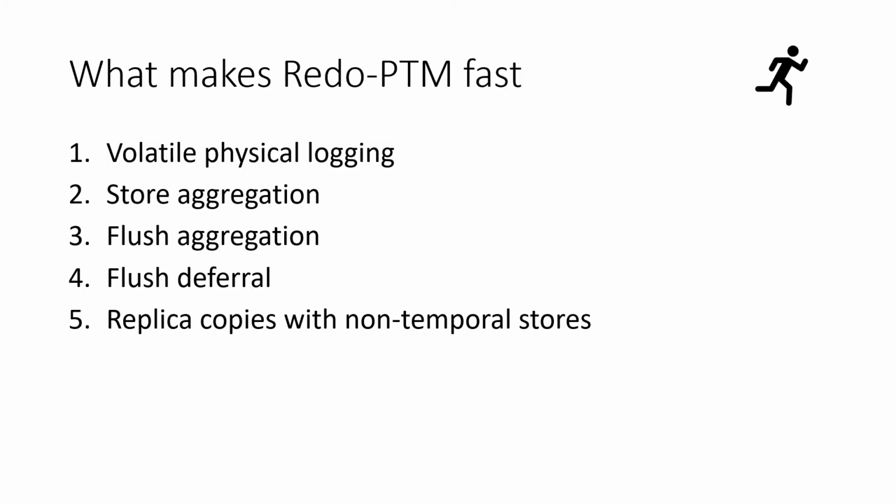There are five main reasons that justify the performance increase of Redo-PTM over the previous approaches. The first is that we place as many components of the PTM as possible in DRAM, volatile memory. This includes the physical log. The second is that stores to the same location are aggregated into a single final store. Then each cache line is flushed a single time, and flushes are deferred to as late as possible and aggregated across groups of transactions. The fifth and final one is that we use non-temporal stores when making a full copy of the replica in persistent memory.